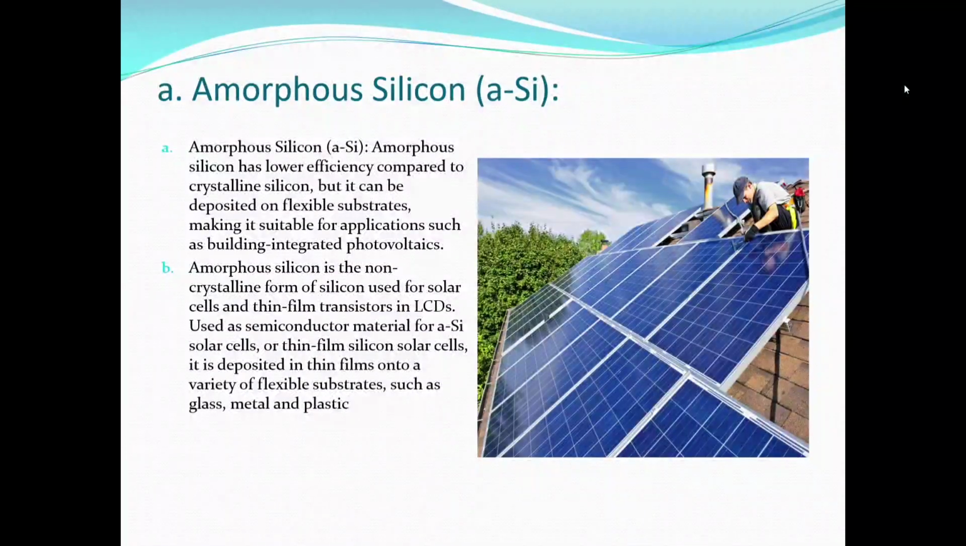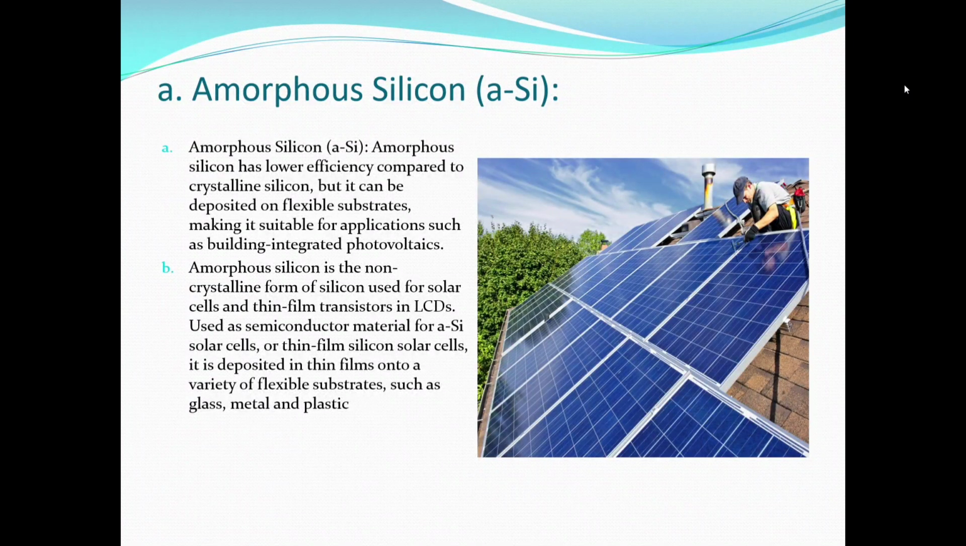Amorphous silicon has lower efficiency compared to crystalline silicon, but it can be deposited on flexible substrates, making it suitable for applications such as building integrated photovoltaics.